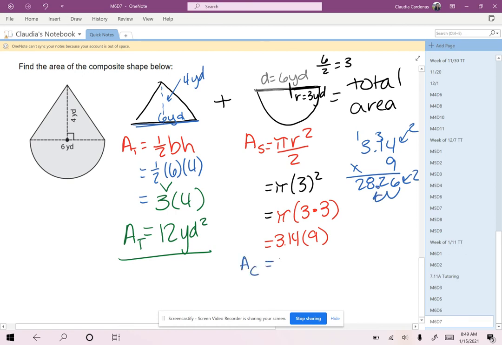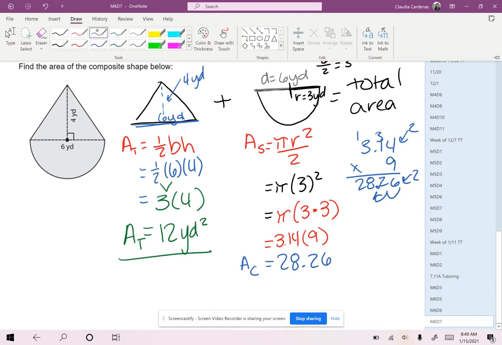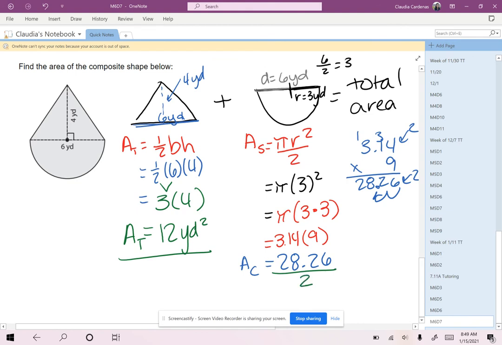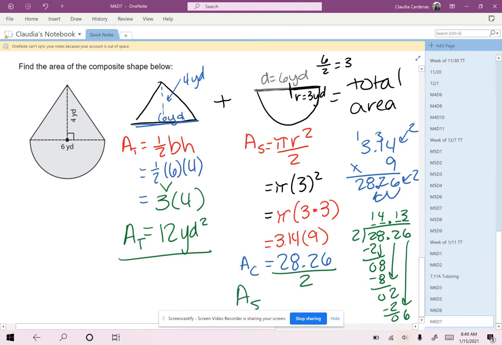So the area of an entire circle is 28.26, but we do not need the entire circle, we need half of it. So we need to divide by 2. So 2 into 28.26, bring up the decimal. Bring down the 8, 4. Bring down the 2, 1. Bring down the 6, 3. So the area of this semicircle is 14.13 yards squared.